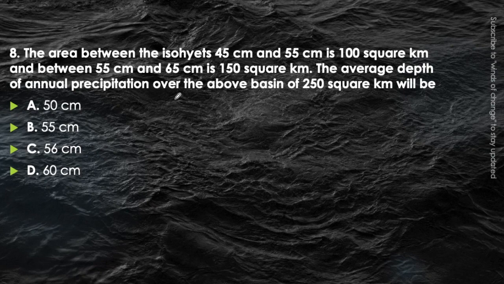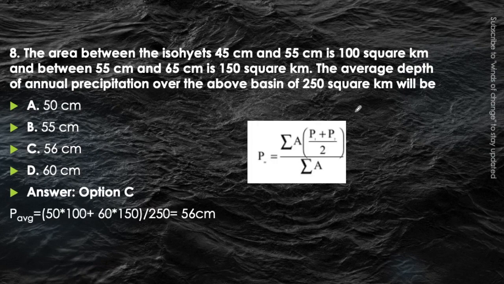Okay, so let's solve it. In the isohyetal method, the average precipitation can be obtained by the formula sigma A into (P1 plus P2)/2, that is (Pn plus Pn+1)/2, divided by the total area. Now here, first of all (P1 plus P2)/2: in the first condition 45 cm and 55 cm are given, so the average precipitation is 50 cm and the area corresponding to it is 100 square kilometer, so 50 into 100. Plus in the second condition 55 cm and 65 cm, so the average precipitation is 60 cm and the area is 150 square kilometers, so it will be 60 into 150. Now divided by the total area, that is 250 square kilometers.